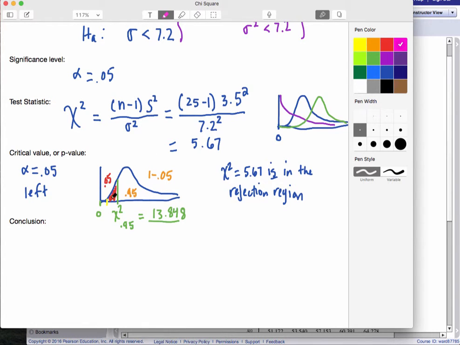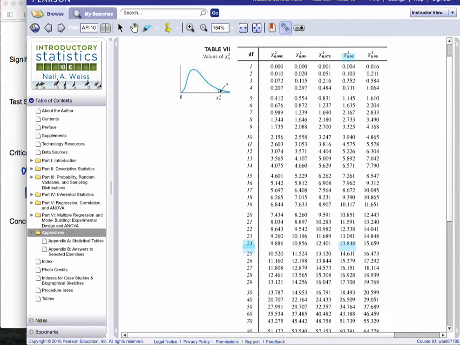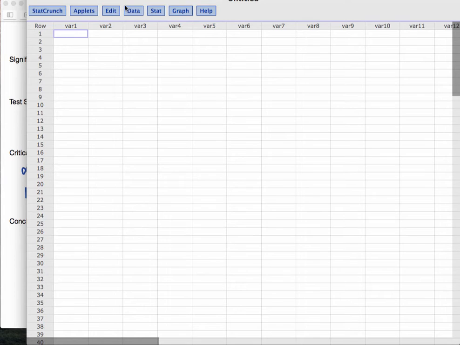I'm going to make this a little bit pinker right here. So this area, this tiny pink area, that's going to be our p-value. Let's use StatCrunch to compute that p-value. So p is going to be equal to something. Let's figure it out. All right, so let's go to StatCrunch.